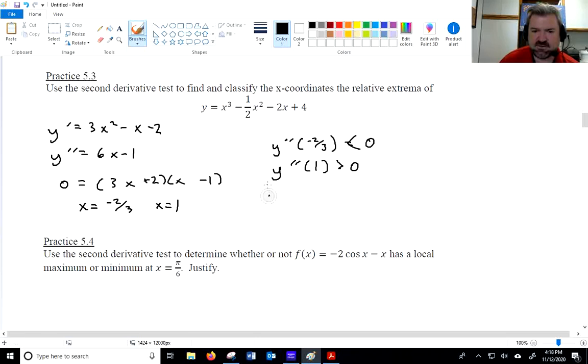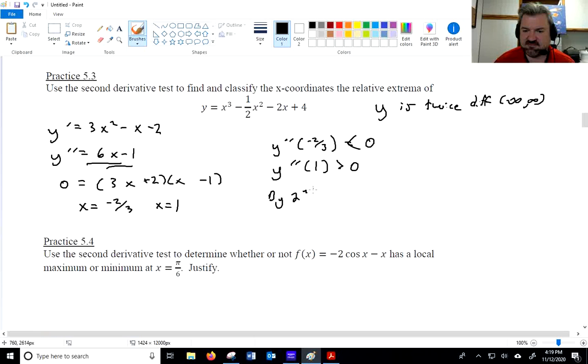So we can see from the equation that y is twice differentiable from negative infinity to infinity. So it is twice differentiable on an open interval around our critical numbers, right? This twice differentiable means the second derivative is continuous everywhere. So we can use the second derivative test.